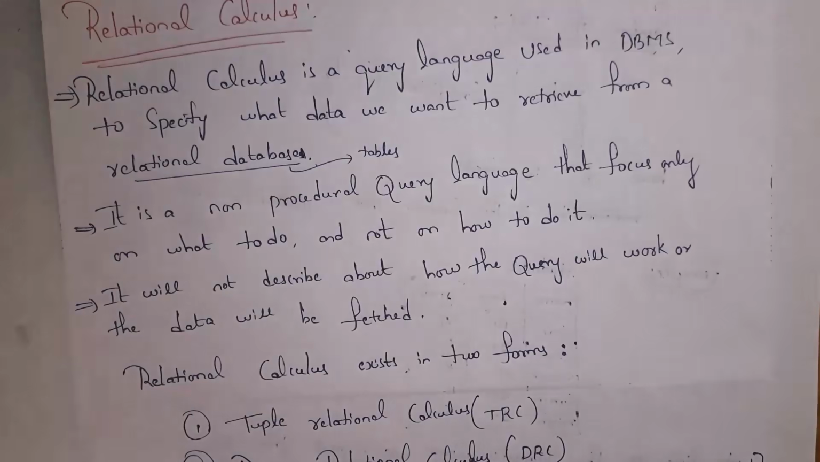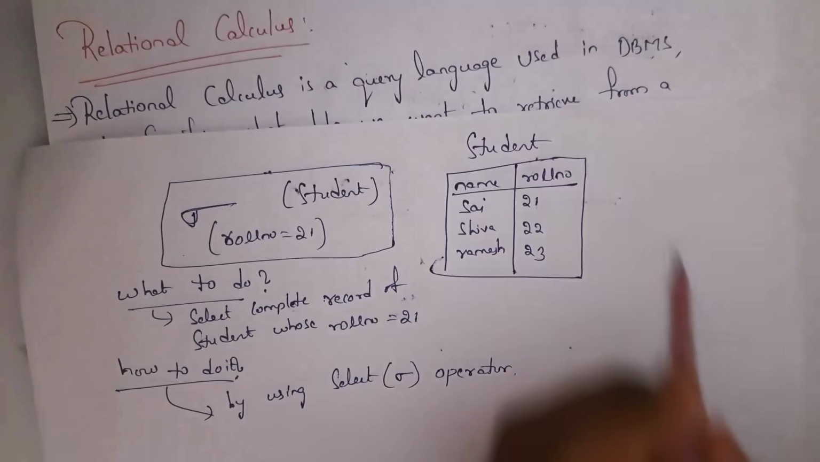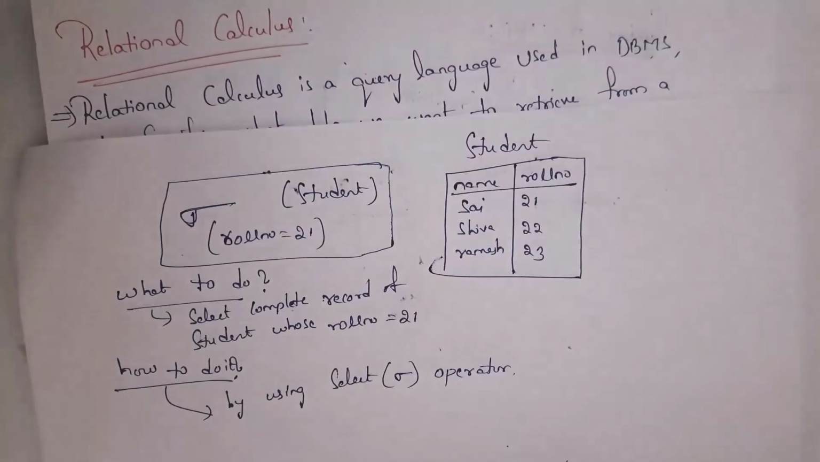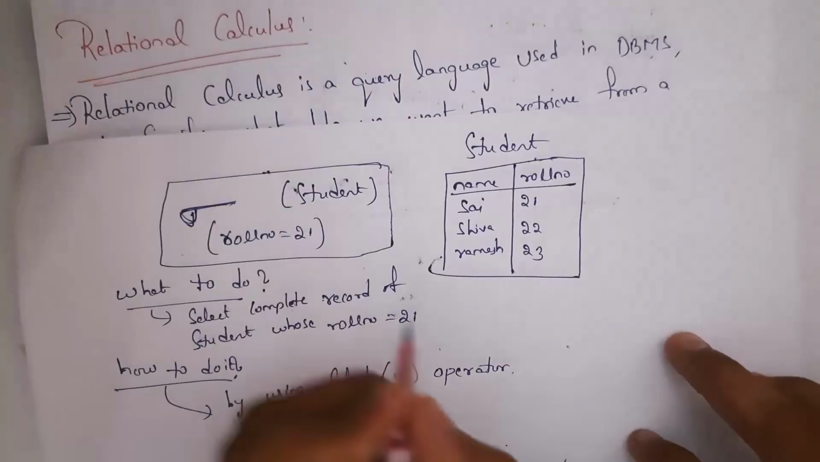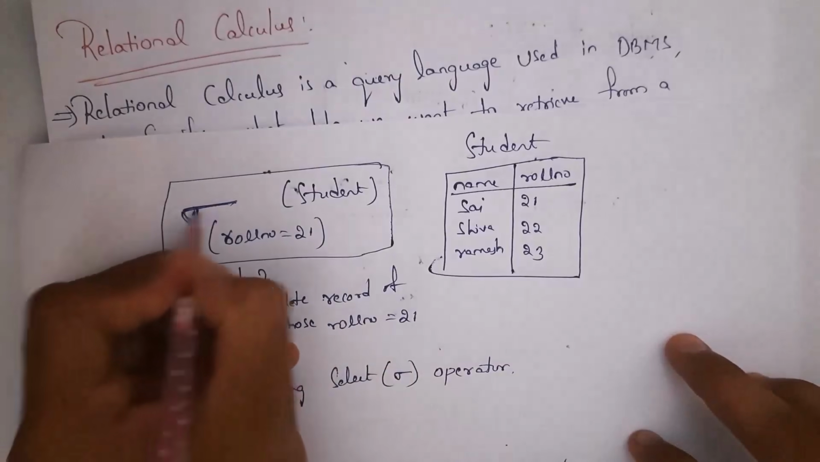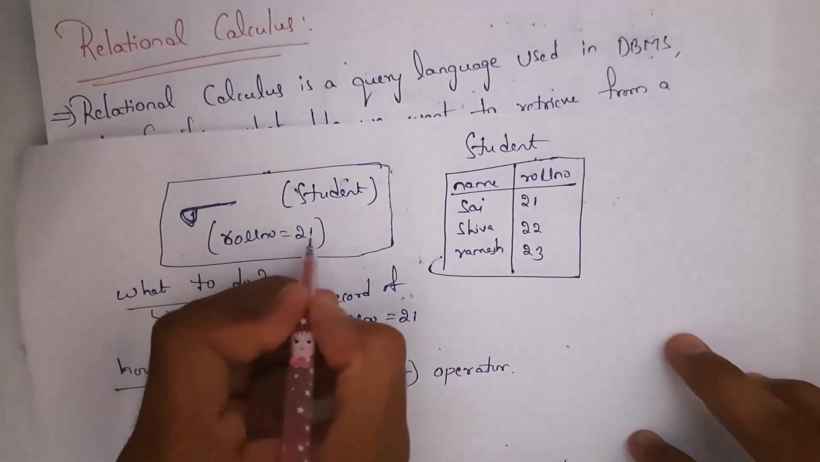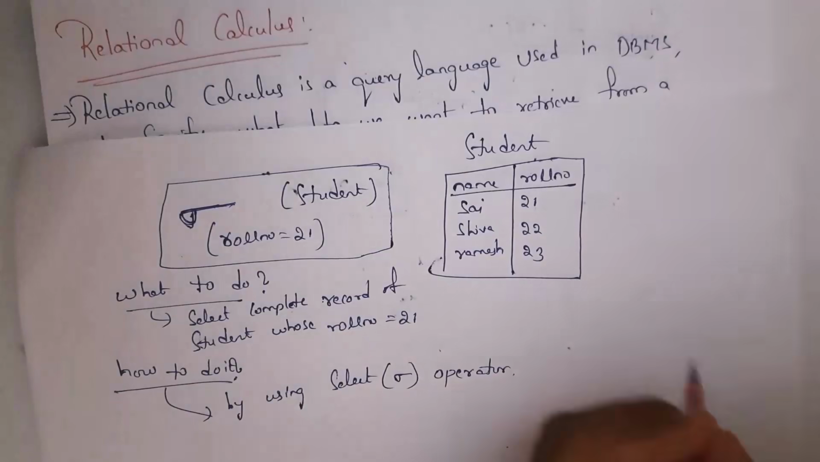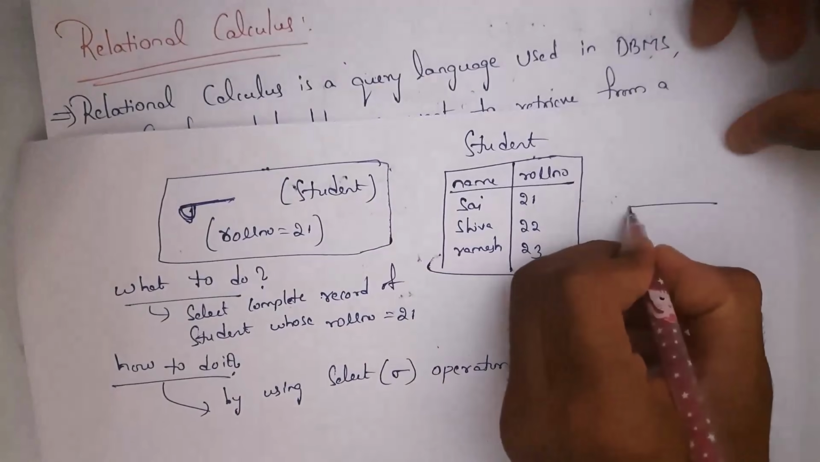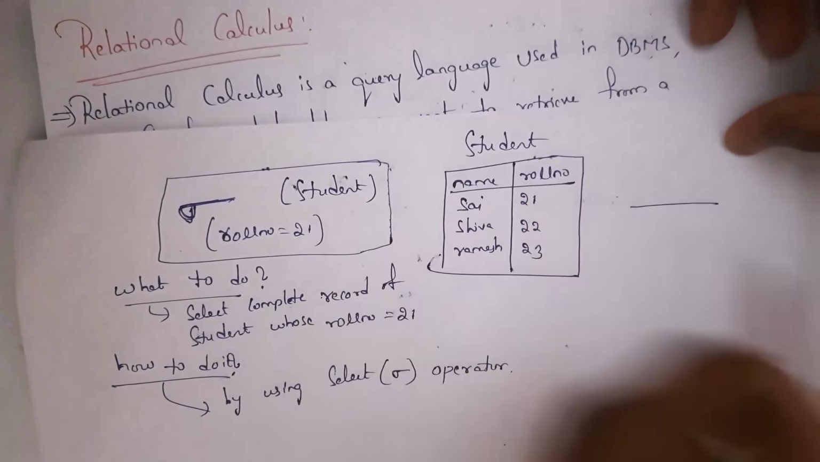I'll give one simple example. For example, there is a student table. Now I want to select the complete record of the student whose roll number is 21. For that purpose, I need to write this relational algebra operation, that is select. The sigma stands for select. Select roll number equal to 21 from the student table. Whenever you perform this operation, I'll get output. It will display the complete record of the student whose roll number is 21. So I'll get output name Sai, roll number 21.